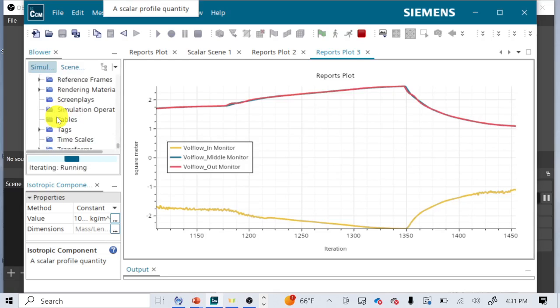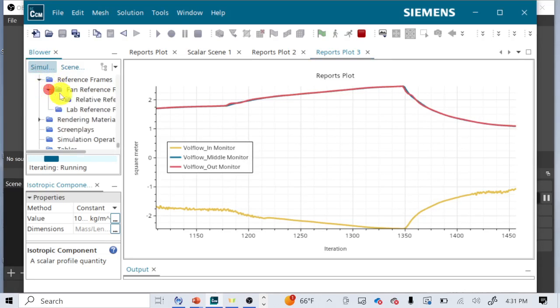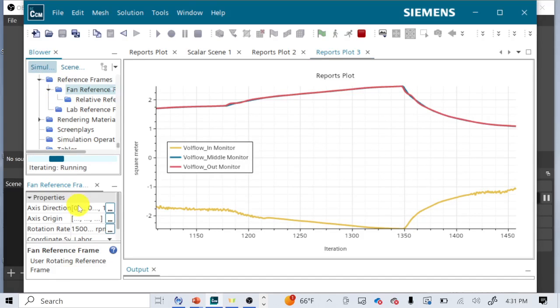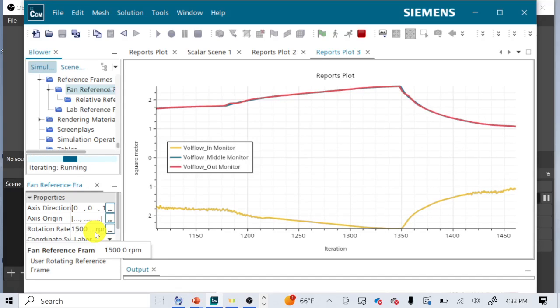I believe, let me double check that. Reference frames. How fast is our fan reference frame rotating? Now this is 1,500 RPM. We'll do 3,000 RPM. Definitely somewhat faster than what we're doing here.